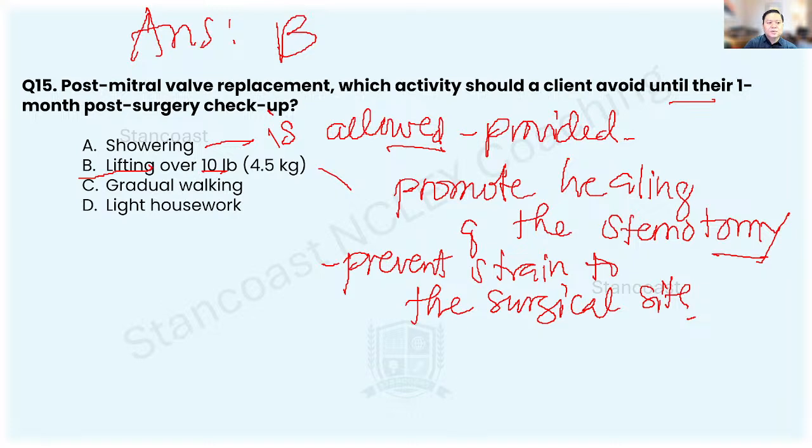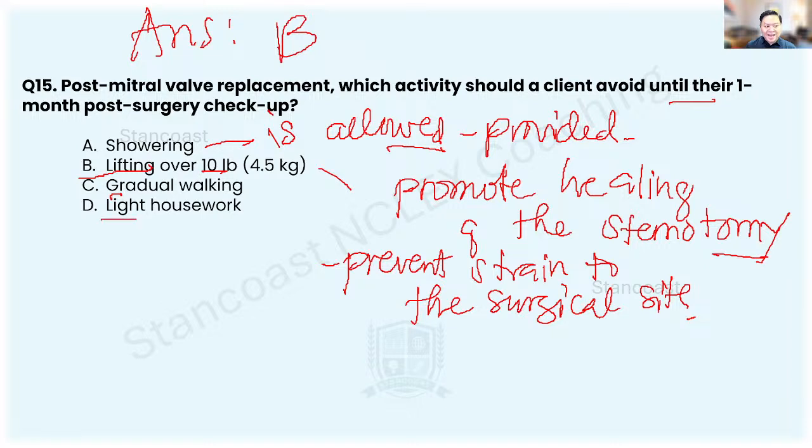All right. What about letter C, gradual walking? Are you supposed to avoid that, or prevent the patient from having a gradual walk? Of course not. That would really help the patient in gradually increasing their activity according to their tolerance. So make sure that this is part of their care plan in order to achieve a faster recovery. It will also promote circulation and muscle tone. Overall recovery is going to be our end goal here.